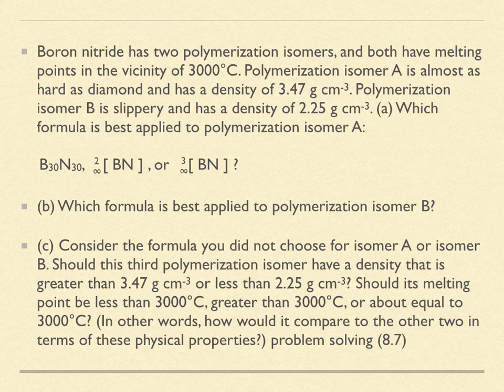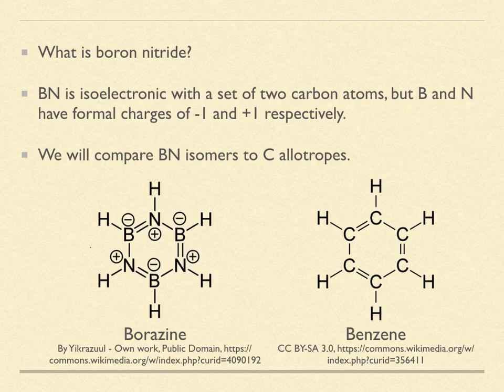Our options are B30N30, which describes a polyhedral molecule, a 2D layer network, or 3D network. So to approach this, we need to know some things about boron nitride. Boron nitride is actually isoelectronic with a set of two carbon atoms. That is, a unit of two carbons is analogous to a unit of one boron and one nitrogen. You can see this demonstrated by borazine and benzene, where the structure of the molecule is the same. For every two carbons in benzene, there is one boron and one nitrogen in borazine.